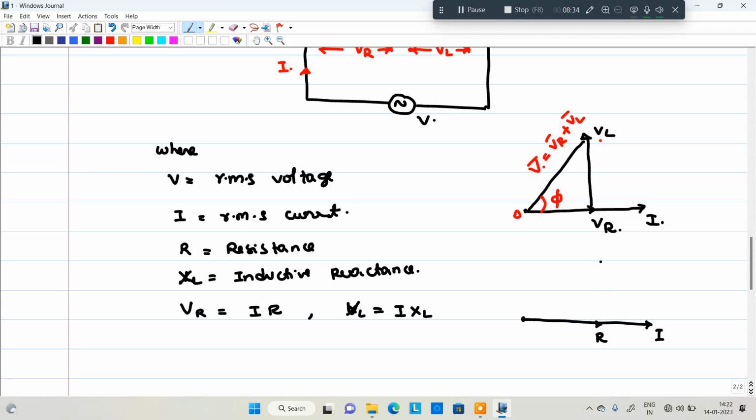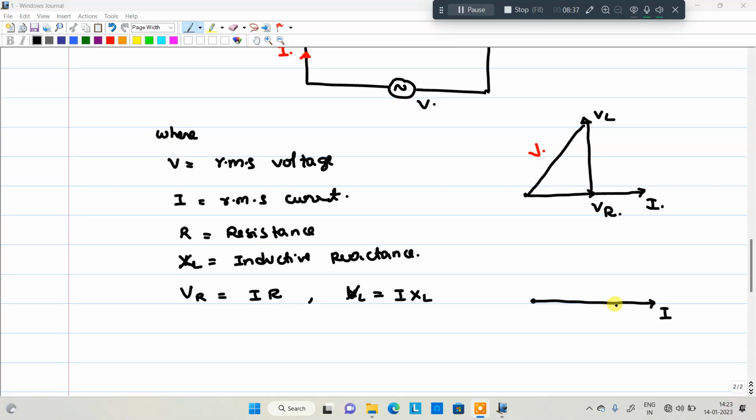In place of VL, VR, we can write it as a resistor. In place of VL, it is an inductive reactance. The vector sum of both is nothing but impedance Z. It is a phi, phase angle. Here also phase angle phi.